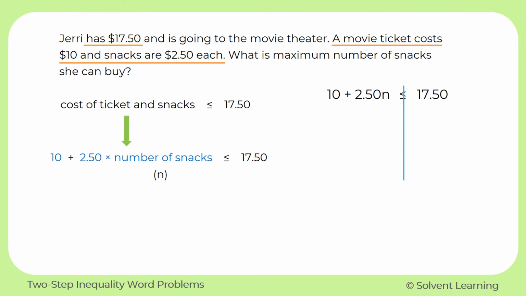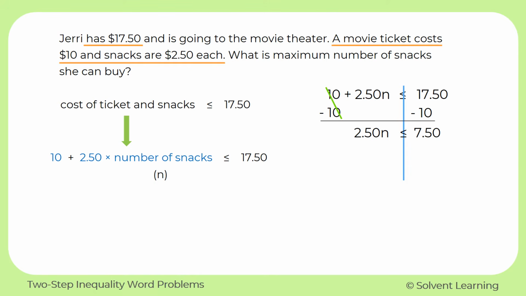Let's focus on the left side where our variable n is so we can get n by itself. First, we'll subtract 10 on both sides. 10 minus 10 cancels out, so on the left we just have 2.50 times n. On the right, we have 17.50 minus 10, which leaves us with 7.50. So we have 2.50 times n is less than or equal to 7.50.